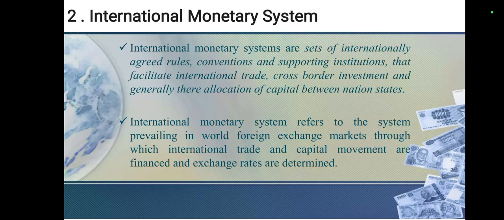The international monetary system refers to the system prevailing in the world foreign exchange market through which international trade and capital movement are financed and exchange rates are determined. So the international monetary system consists of a set of rules and regulations, including how the foreign exchange market should work, how international trade should happen, or how capital movement has to be done between countries. That is how the international monetary system behaves.